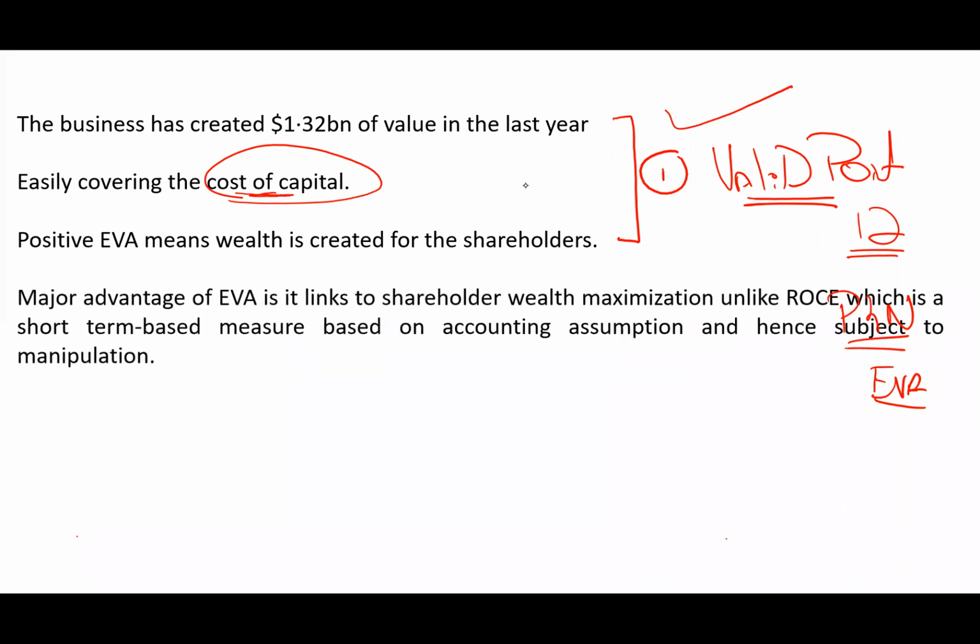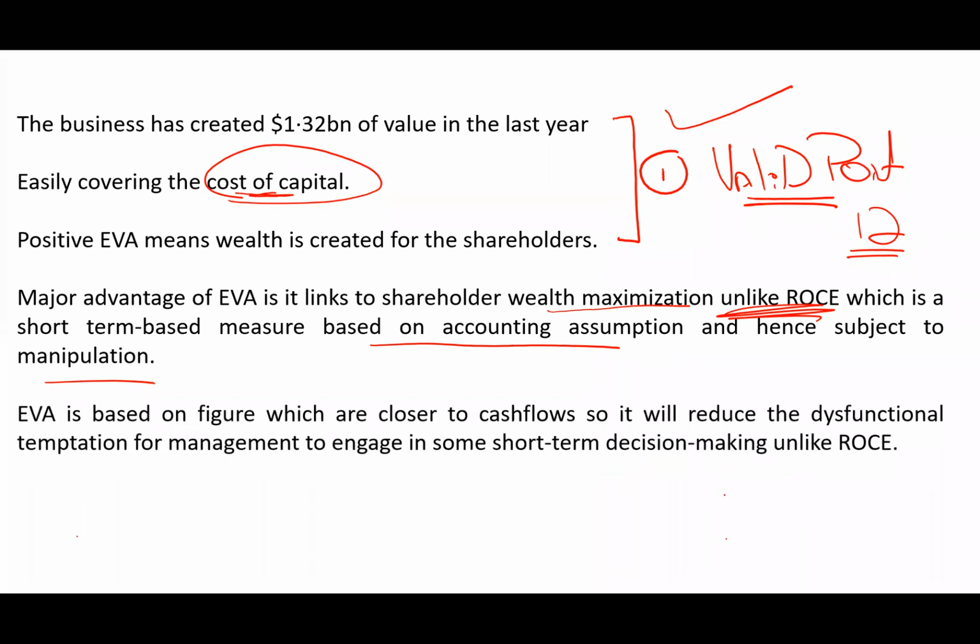Let's see. Major advantage of EVA is it links to shareholder wealth creation, unlike ROE. Yes, this will give you marks. ROE is a short-term based measure based on accounting assumption and hence subject to manipulation, as ROE, compare with ROE. This will give you marks, my consultants.